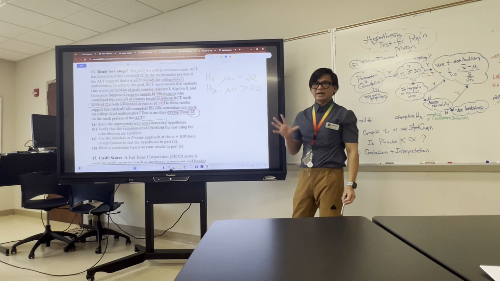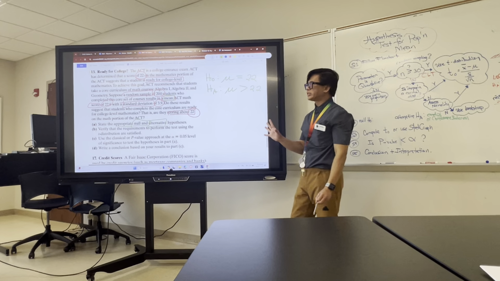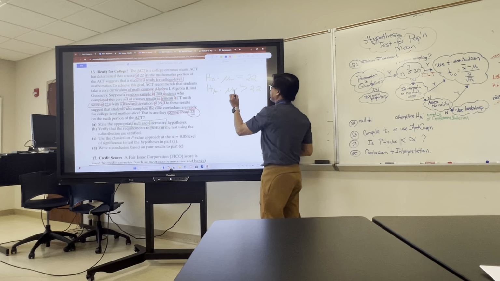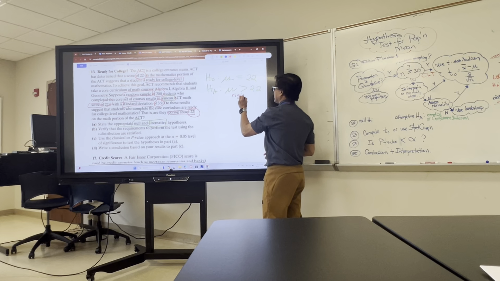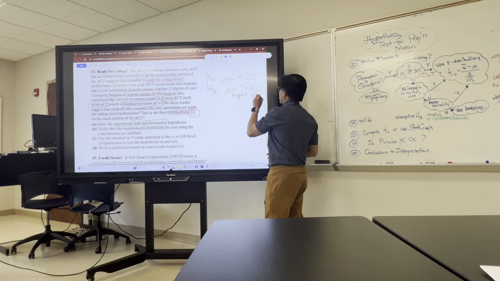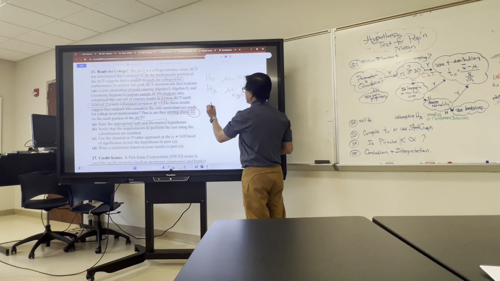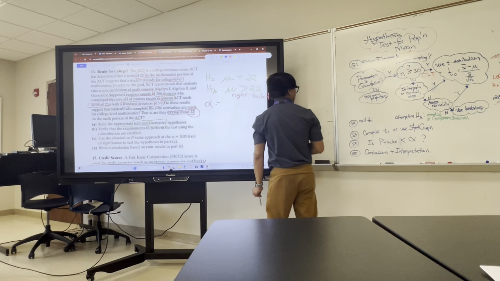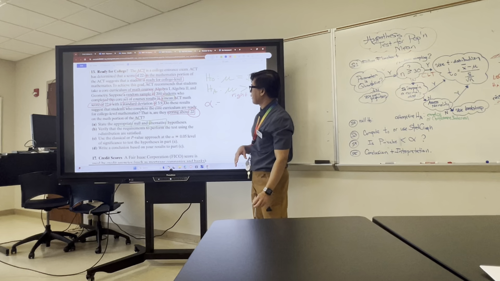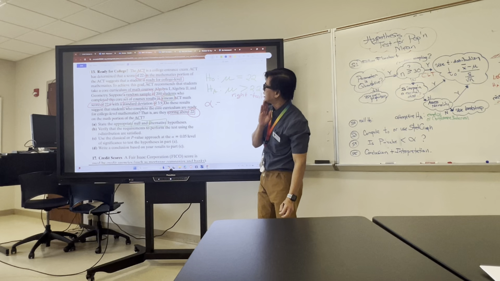So with that being said, are we talking about a left tail test, two tail test, or a right tail test? Right tail test. Also, let's put in here your alpha, or level of significance. Did it mention to us what the level of significance is?